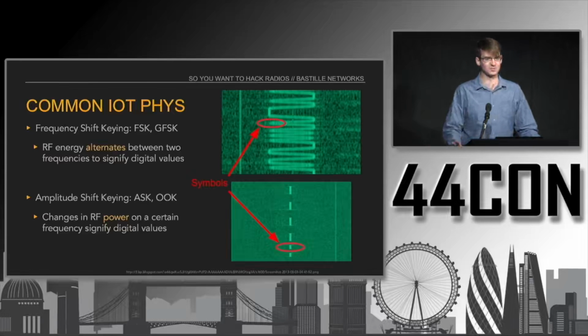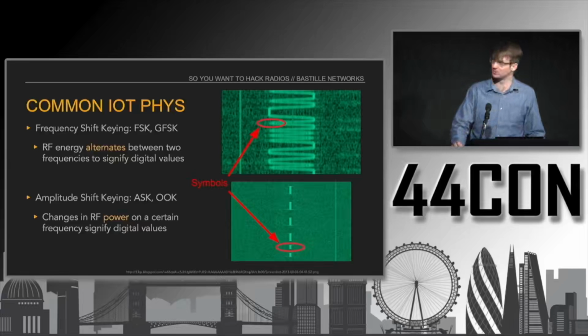So I'm going to briefly describe 2 very common wireless IoT PHYs. The first is frequency shift keying, which is shown in the spectrogram on top. And the second is amplitude shift keying, which is shown in the spectrogram on the bottom. So they're fairly simple. I mentioned the 3 elements that you can modulate: amplitude, frequency, and phase. Each modulation here only modulates one of them. So the top picture, FSK, frequency shift keying, obviously modulates the frequency.